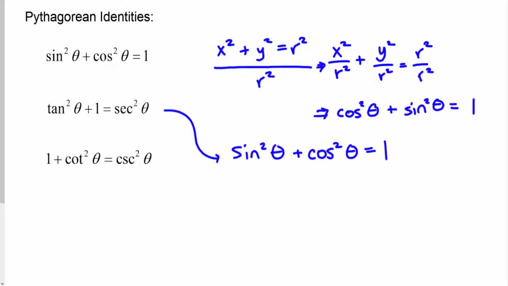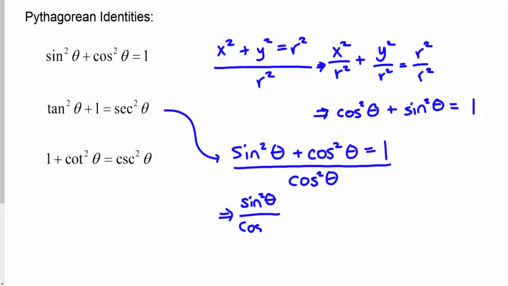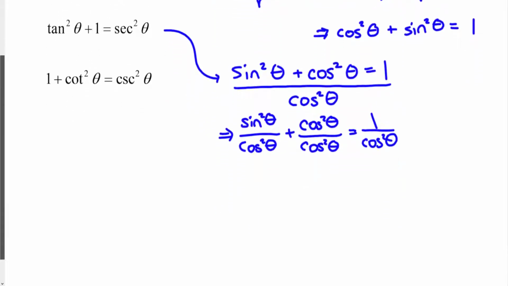So if I go through and divide everything through by cosine squared, then what happens is I get sine squared theta over cosine squared theta plus cosine squared theta over cosine squared theta equals 1 over cosine squared theta. Let me scroll down just a little bit.